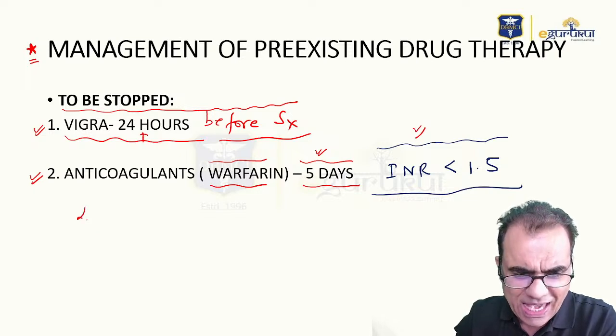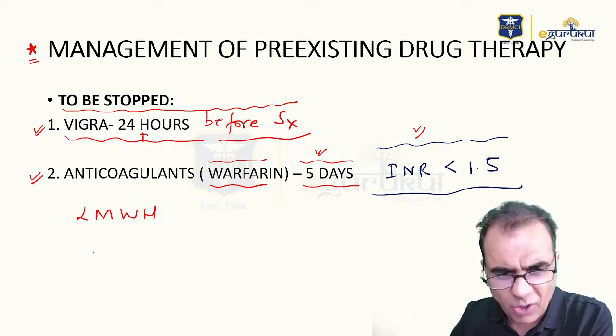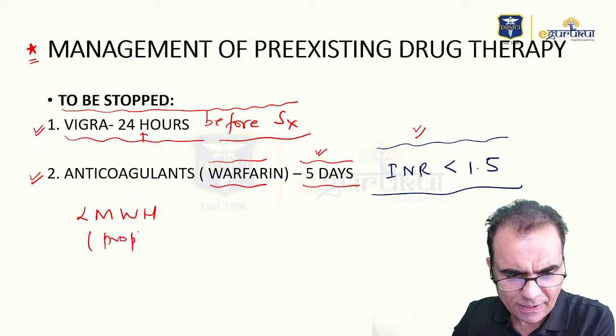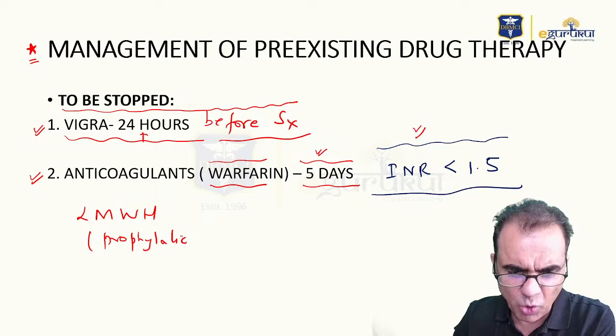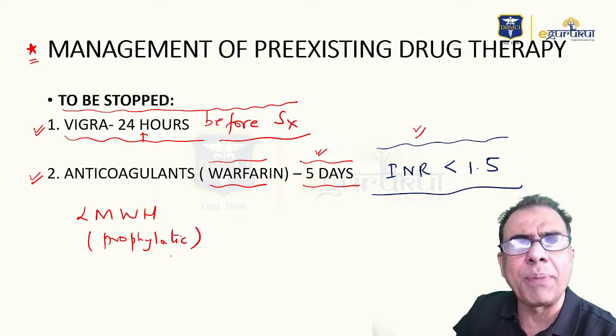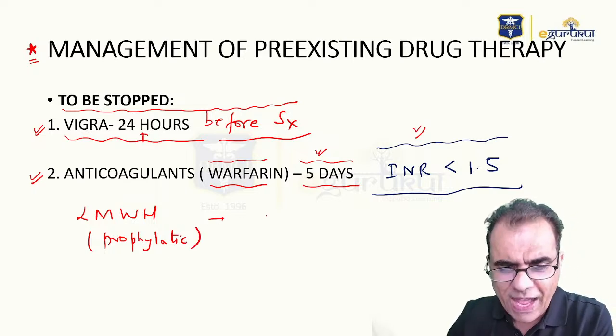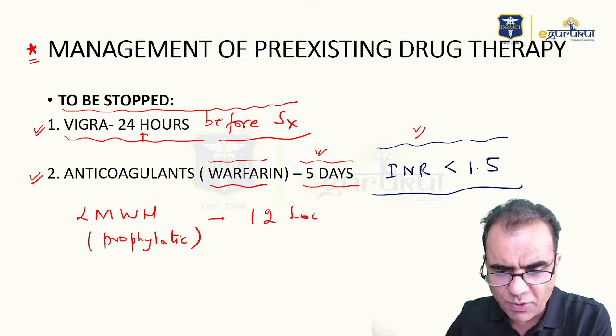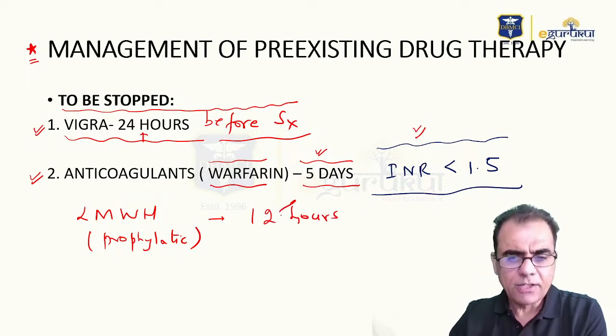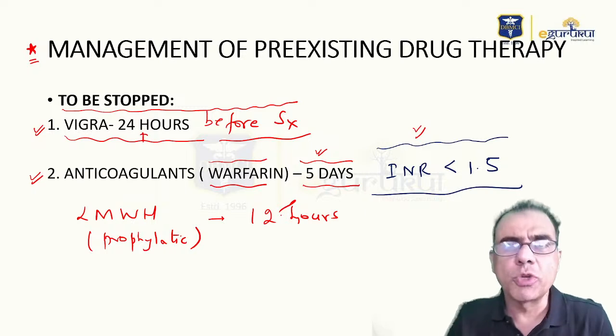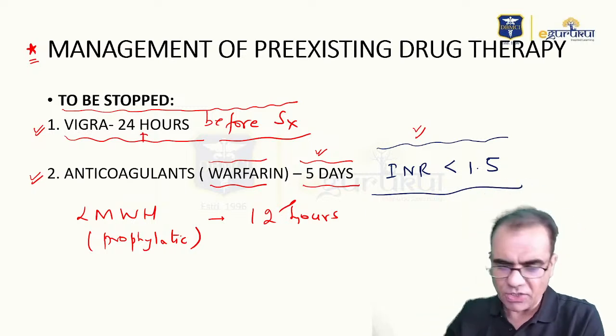Second is low molecular weight heparin, prophylactic dose. Mostly you will see patients on low molecular weight heparin in the prophylactic dose, and that should be stopped 12 hours before surgery. So low molecular weight heparin should be stopped 12 hours before surgery.